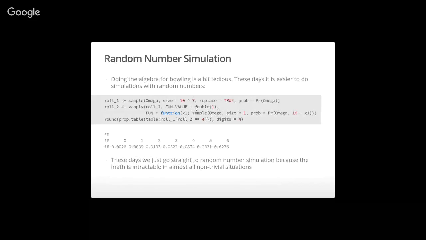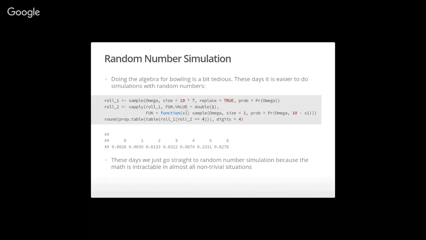Okay, so the algebra of all that is a little bit tedious. And like I said, the bowling thing is actually on the easy side. These days, it's easier to do simulations with random numbers. And oftentimes we have to do this in situations where the math is just completely intractable. So one thing we can easily do in R is simulate 10 to the 7, which is 10 million, rolls.